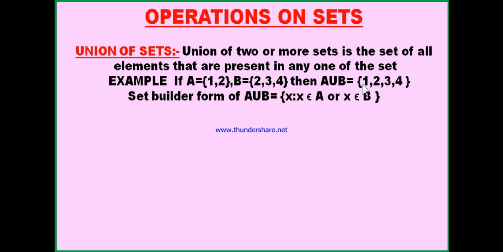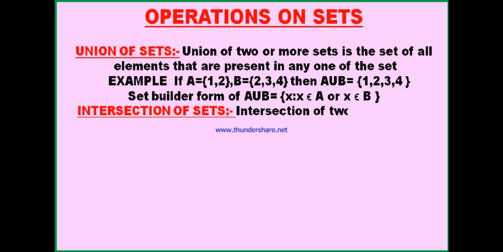Therefore, A union B is nothing but the sum of all the elements of the first set as well as the second set. Therefore, the set builder form of A union B is X such that X belongs to A or X belongs to B. And now the second operation is intersection of sets.